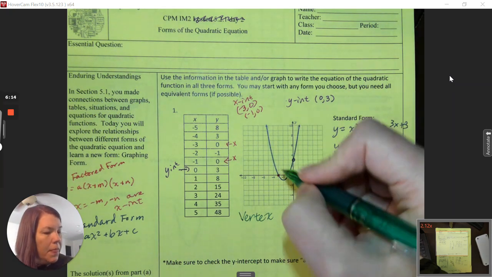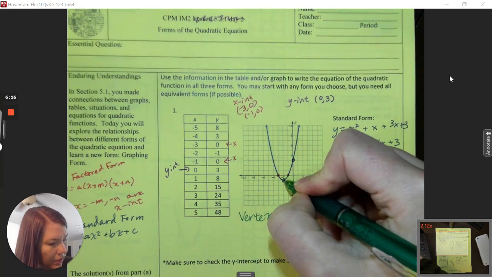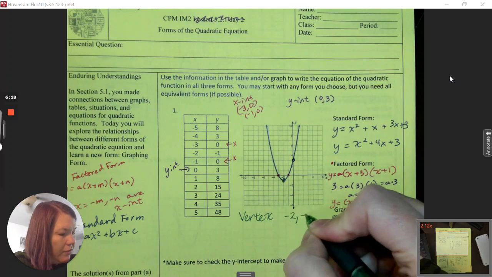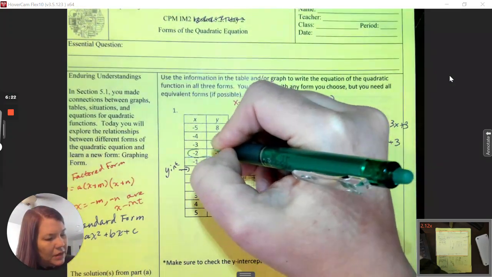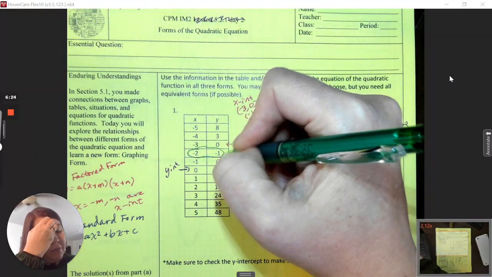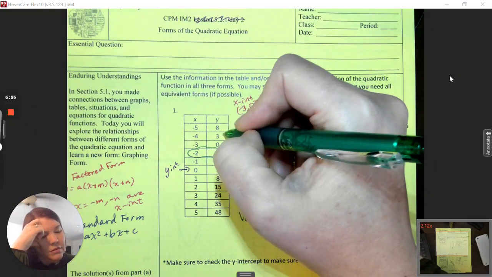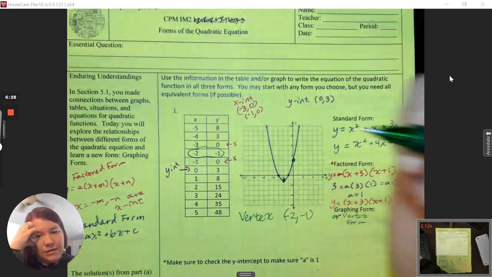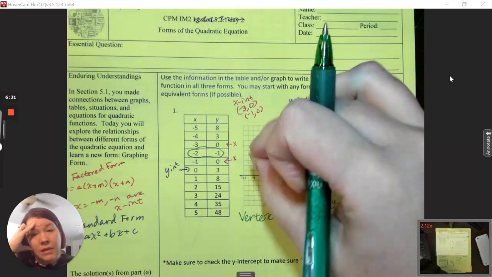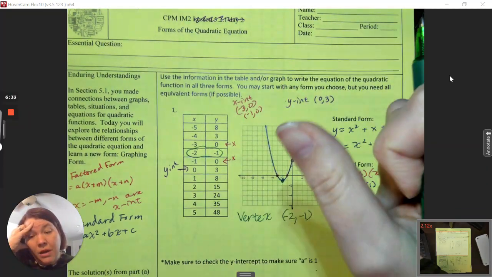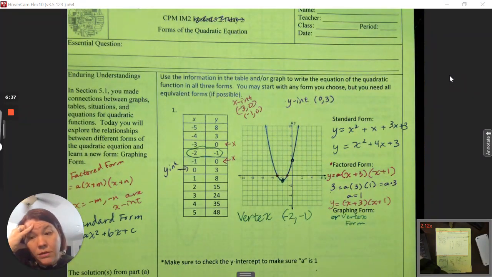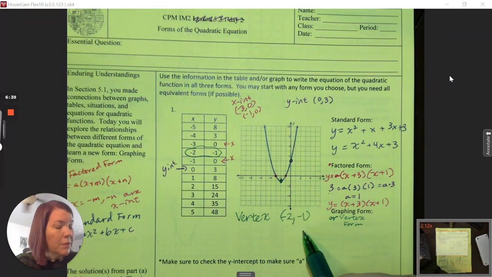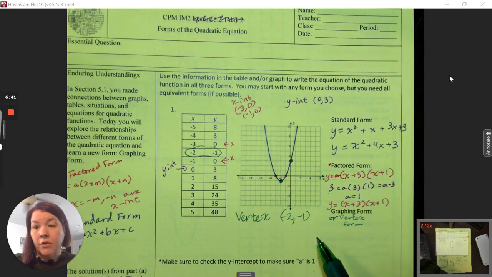So my vertex is right there at -2, -1. I can see it on my table because notice that the other numbers kind of go around it. So 0, 0, 3, 3, 8, 8. That's how I can find it on my table, is that's where the symmetry seems to be emanating from. It's not the greatest or most reliable method, but it works. So there's my vertex. Now this is very interesting.